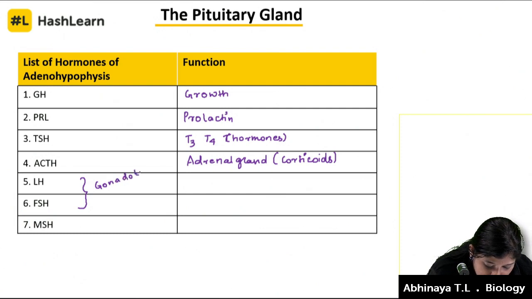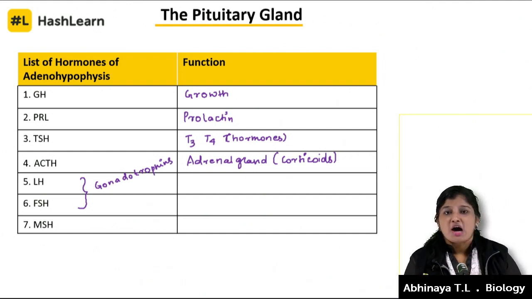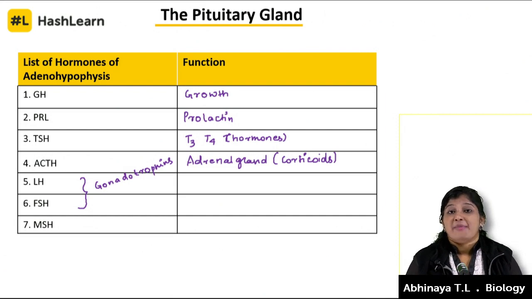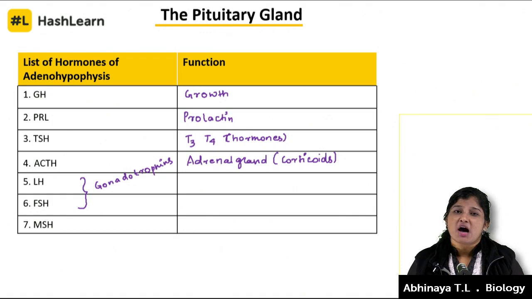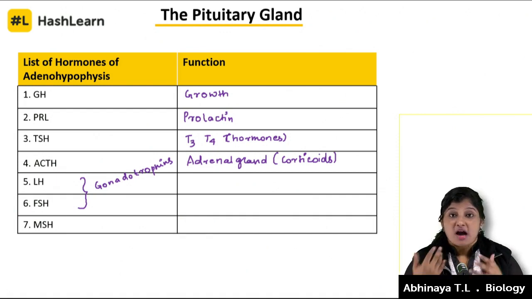Okay, gonadotrophins, which are going to work on our gonads. Luteinizing hormone in males is responsible for the maturation of the testis and initiates the secretion of androgens. Androgens and FSH, that is follicle stimulating hormone, are going to club up and initiate spermatogenesis in males.